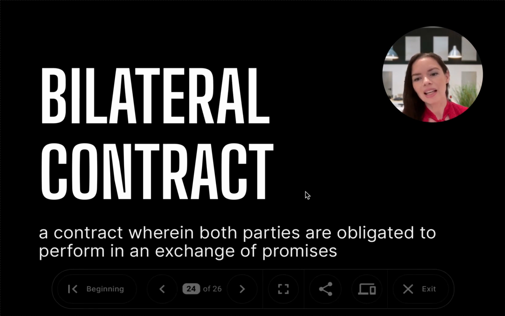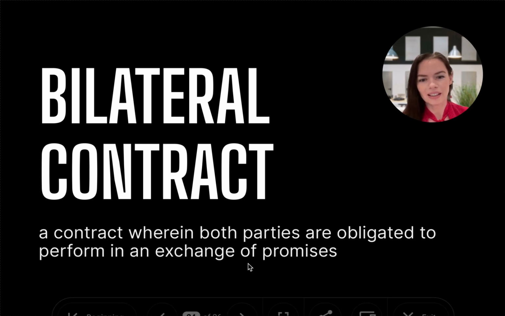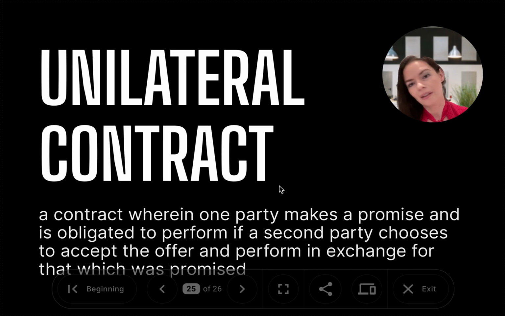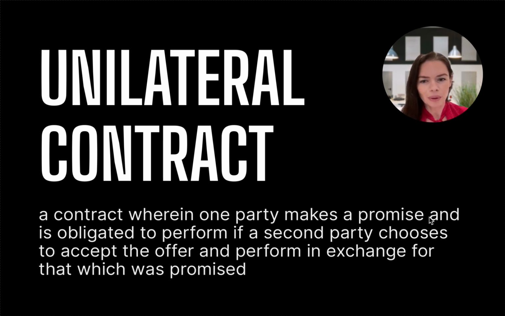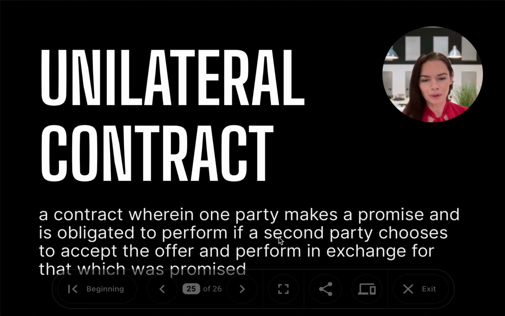Bilateral contract. A contract wherein both parties are obligated to perform in an exchange of promises. Unilateral contract. A contract wherein one party makes a promise and is obligated to perform if a second party chooses to accept the offer and perform in exchange for that which was promised.